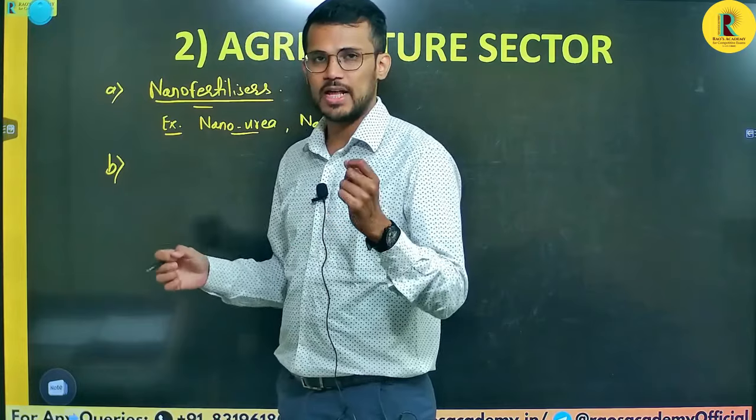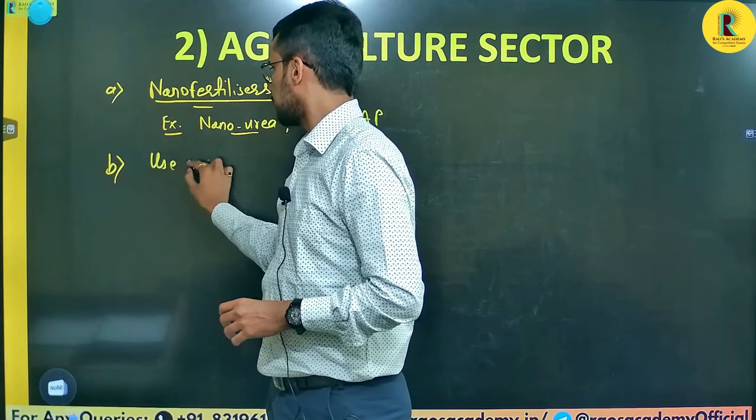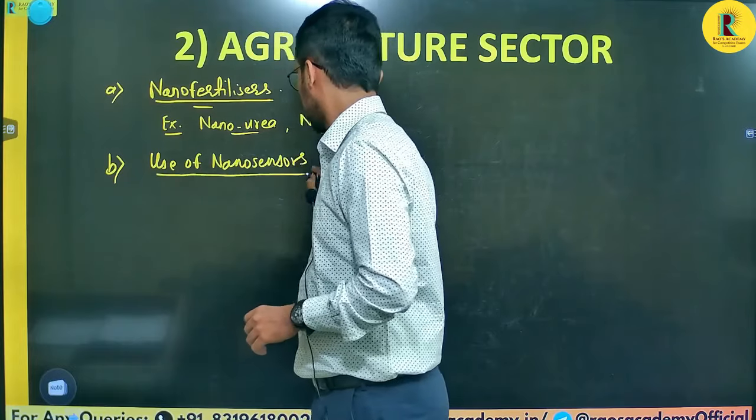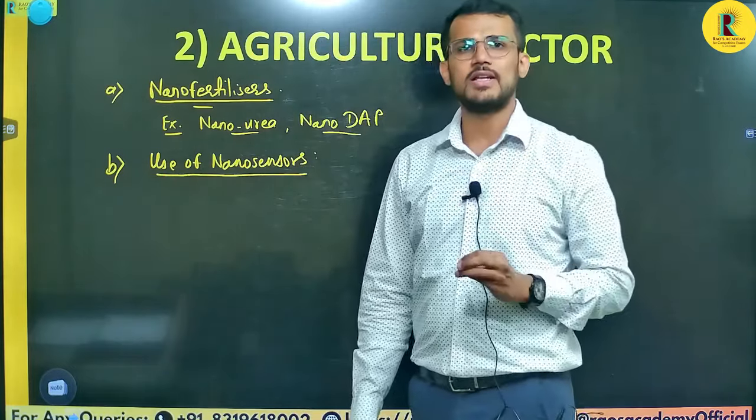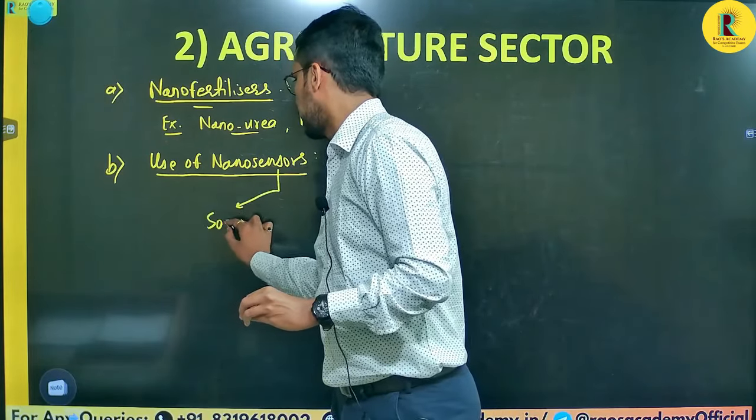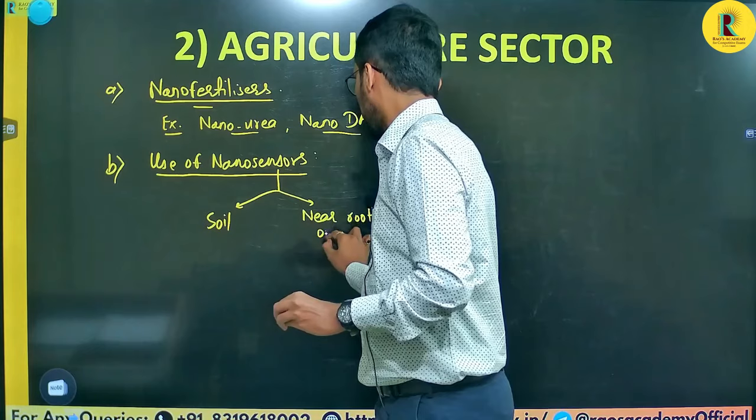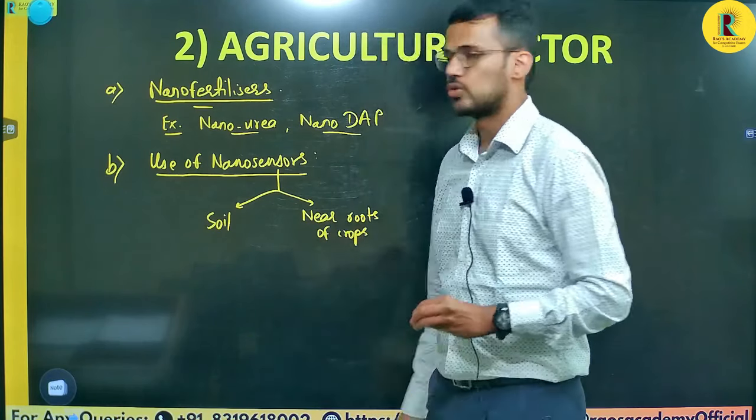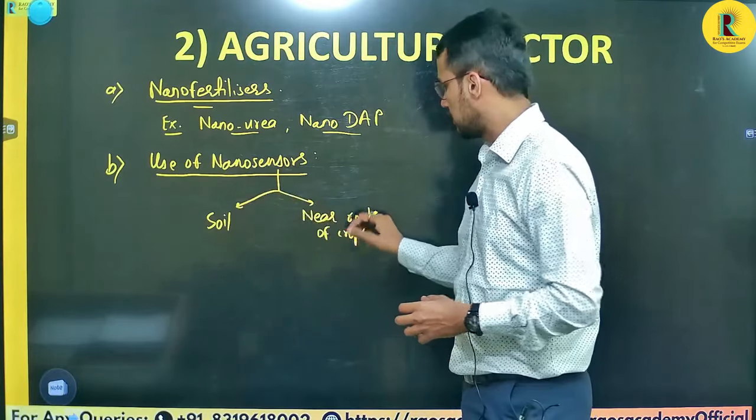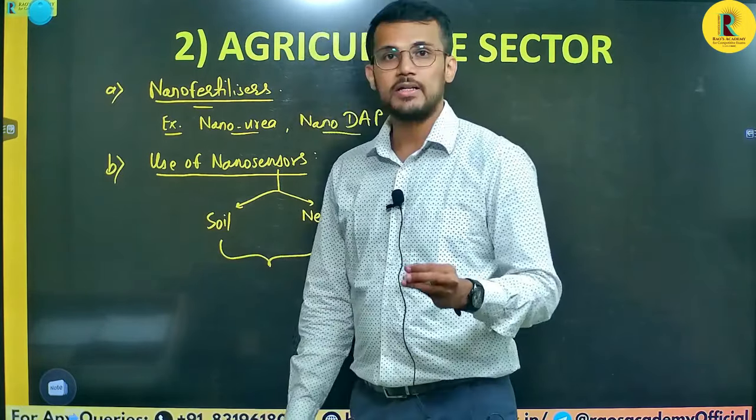Next application in the agriculture sector is a little futuristic. It is the use of nano sensors. Now, where exactly can nano sensors be used? They can be put either into the soil or near roots of crops. And based on these nano sensors that may be in the soil or near roots of crops, what will we be getting? We will be getting information.